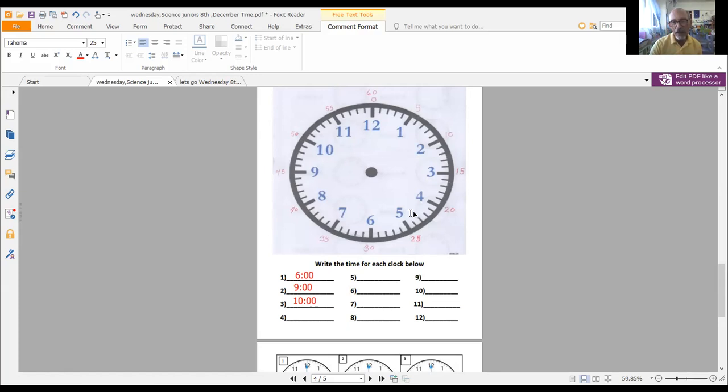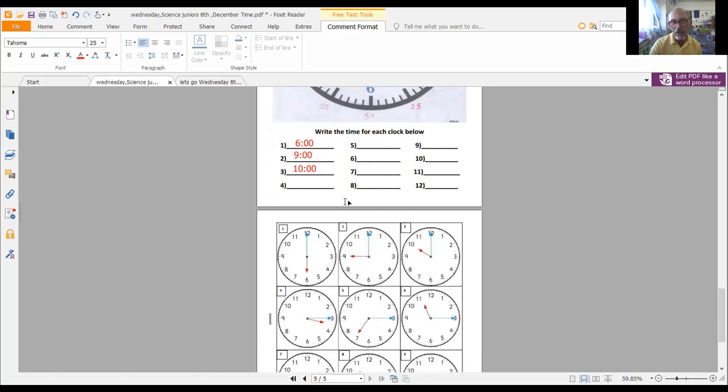And if the hour hand is not quite past 4, but it's past 3, that means this would be, what time does the clock say? 3 hours. How many minutes?